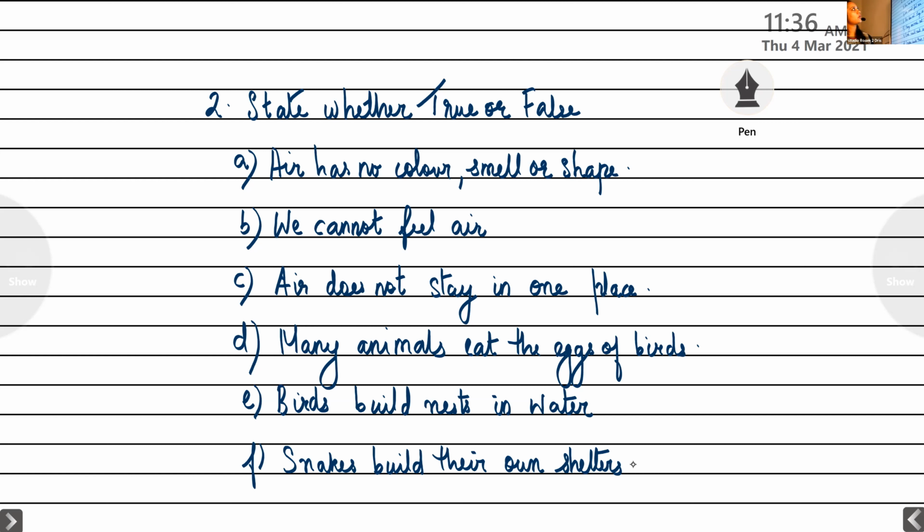State whether true or false. Air has no color, smell, or shape. We cannot feel air. Air does not stay in one place. Many animals eat the eggs of birds. Birds build nests in water. Snakes build their own nests.